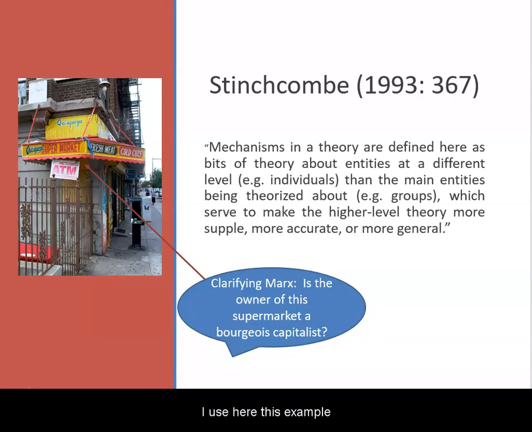I use here this example, again from Stinchcombe. Mechanisms in a theory are defined here as bits of theory about entities at different levels, that is the individual level, than the main entities that are theorized about, that is like societies or groups or organizations. And these serve to make the higher level theory more supple, more accurate, or more general.